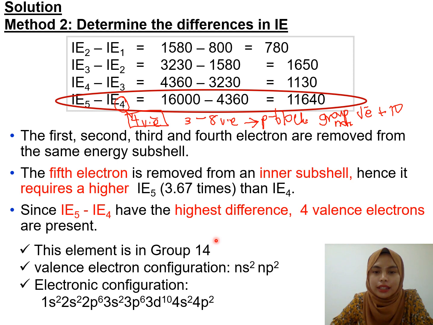Okay, and then the valence electronic configuration untuk elemen M adalah ns2 and np2. Sebab apa? Ada 4 valence electron and also dia berada di block P. Okay, therefore the full electronic configuration of element M is as follows.